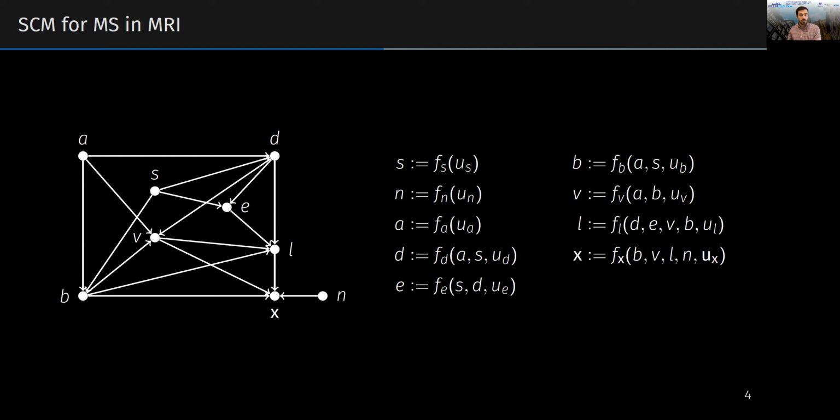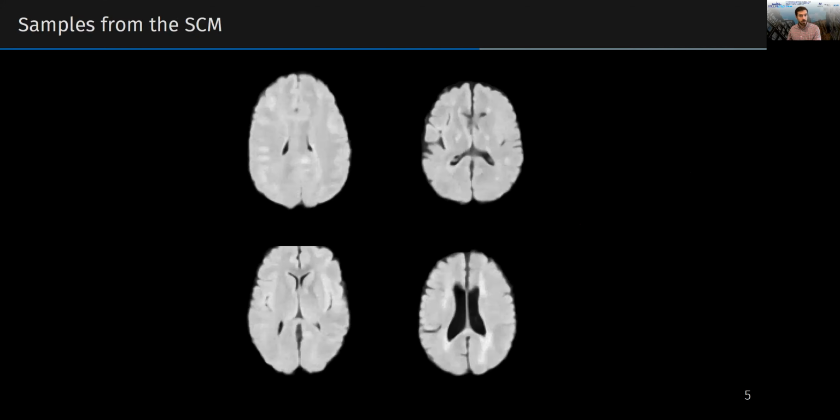We use normalizing flows and a variational autoencoder for the functions and fit the model with stochastic variational inference. The trained SCM can be used to generate samples, as shown here. The fact that the samples are realistic shows that the structure of the SCM is reasonable and that the functional relationships were effectively learned.